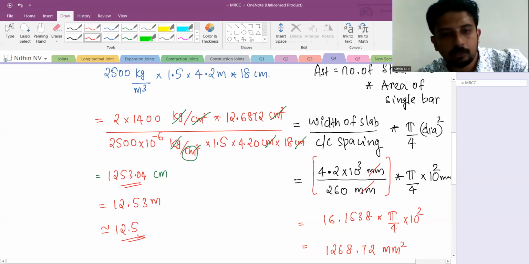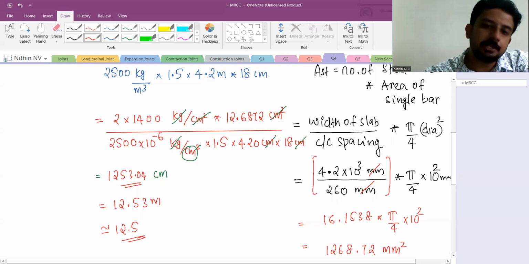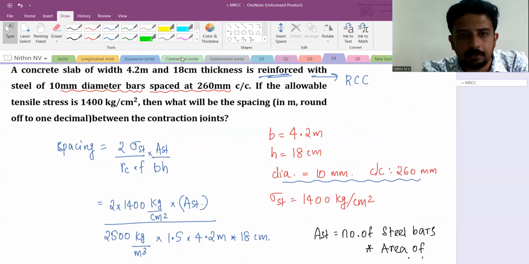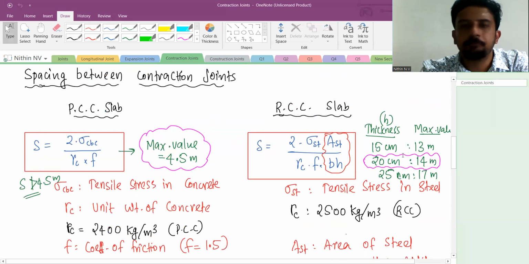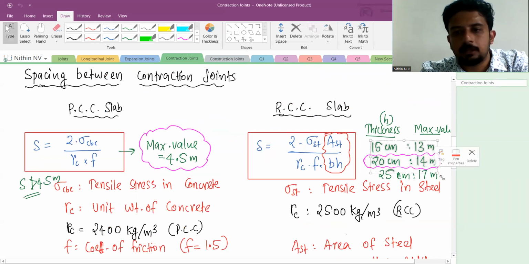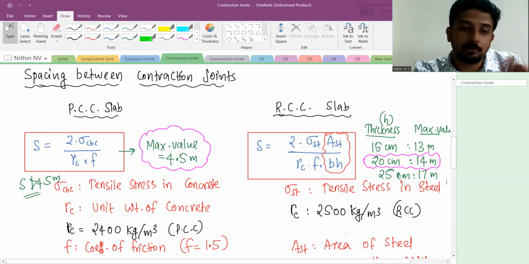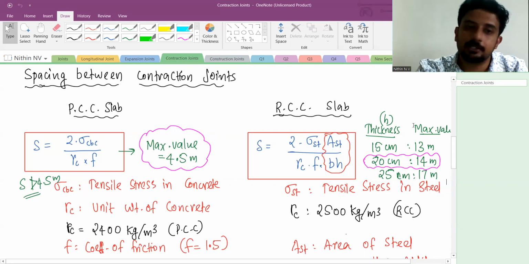That's it. So if it is an 18 centimeter slab, generally the spacing will be between 13 and 14 meter. See, for example, where we have written that. For a 15 centimeter slab, the maximum spacing is 13 meter. For 20 centimeter, the maximum spacing is 14 meter. Then 18 centimeter means definitely it's going to be between 13 and 14. There is no point of linear interpolation and all. Only these values are given in the IS code book.